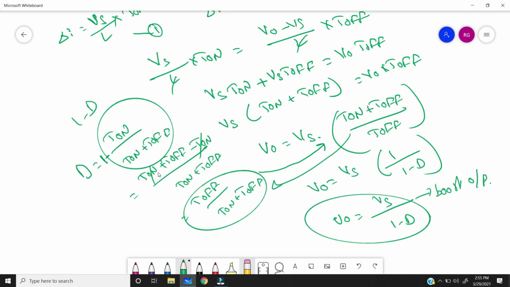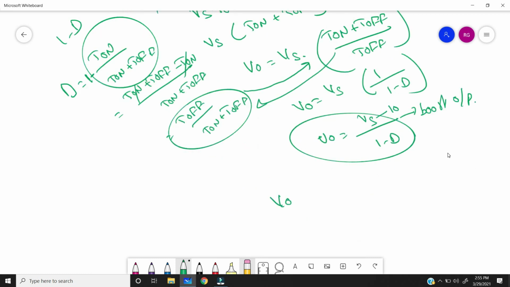For example, I am taking the input Vs as 10 volts and the duty cycle as 0.5. V naught is 10 by 0.5, how much? 20 volts, right? This is how we convert a 10 volt input to a 20 volt output. This is the boost converter operation.